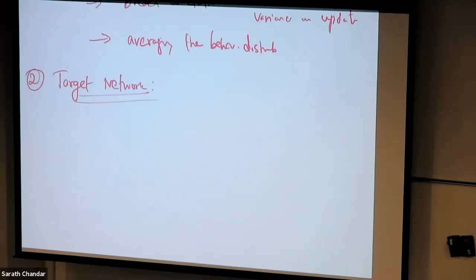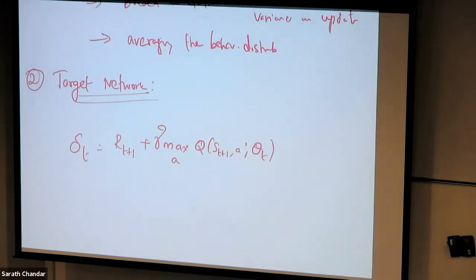Usually we have a neural network function approximator. Now if you think about the TD error for Q learning, it is going to be delta_t equal to R_{t+1} plus gamma times max over a of Q(S_{t+1}, a; theta_t) minus Q(S_t, A_t; theta_t). Is that right?